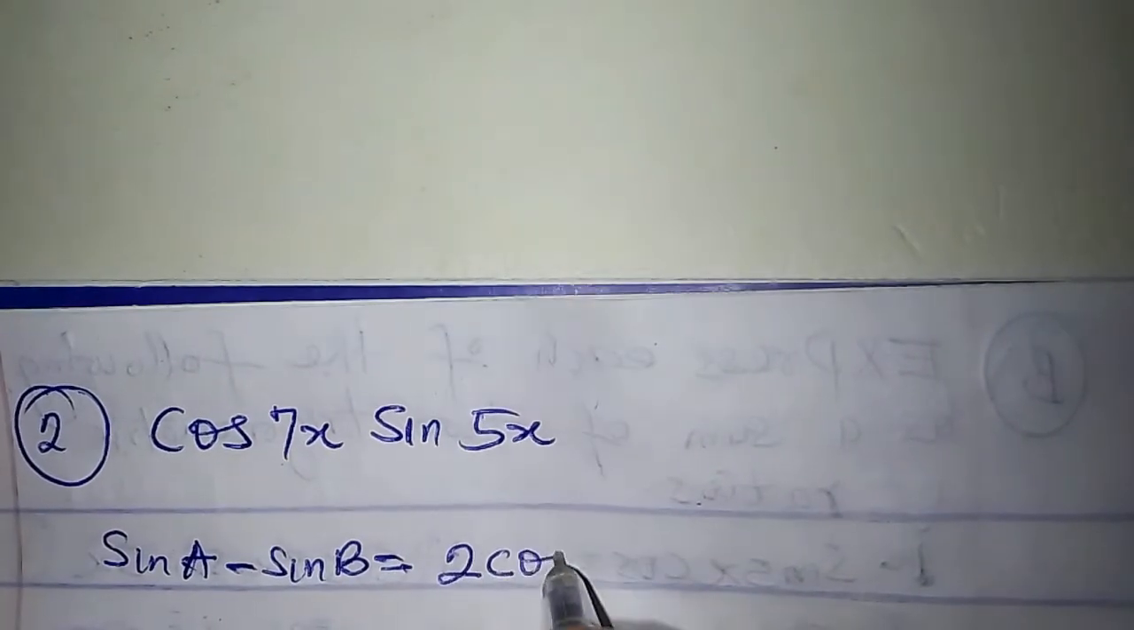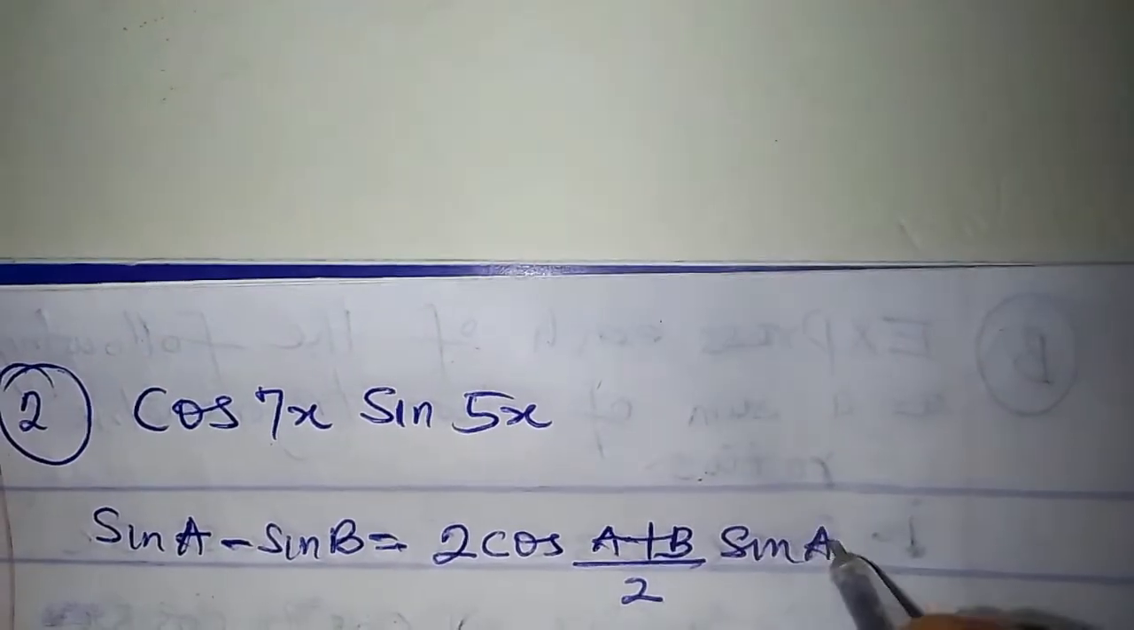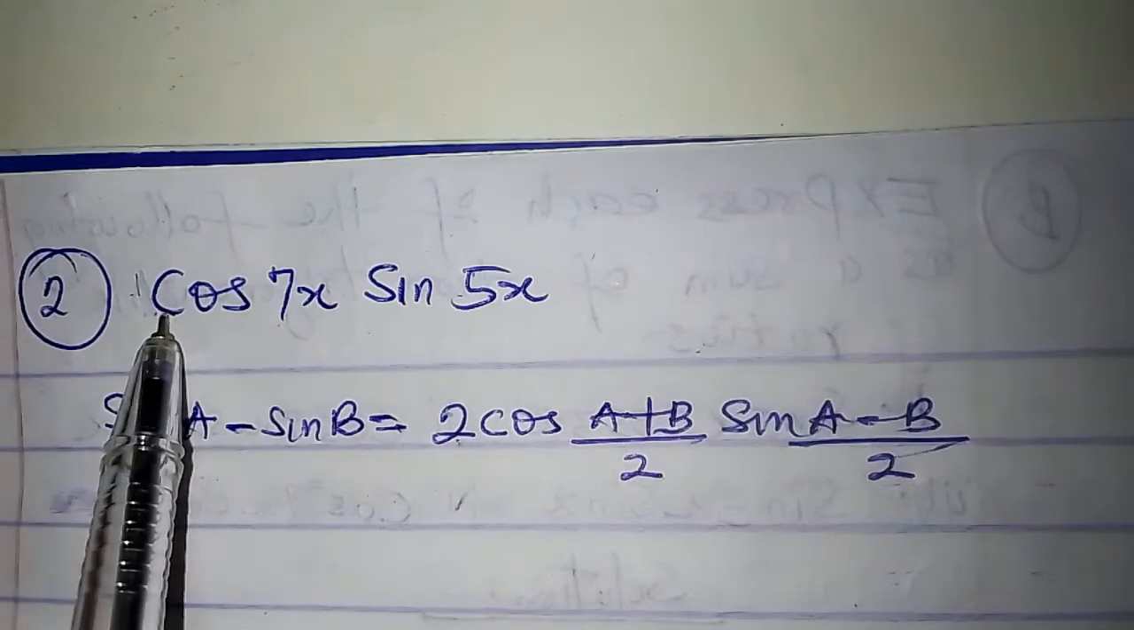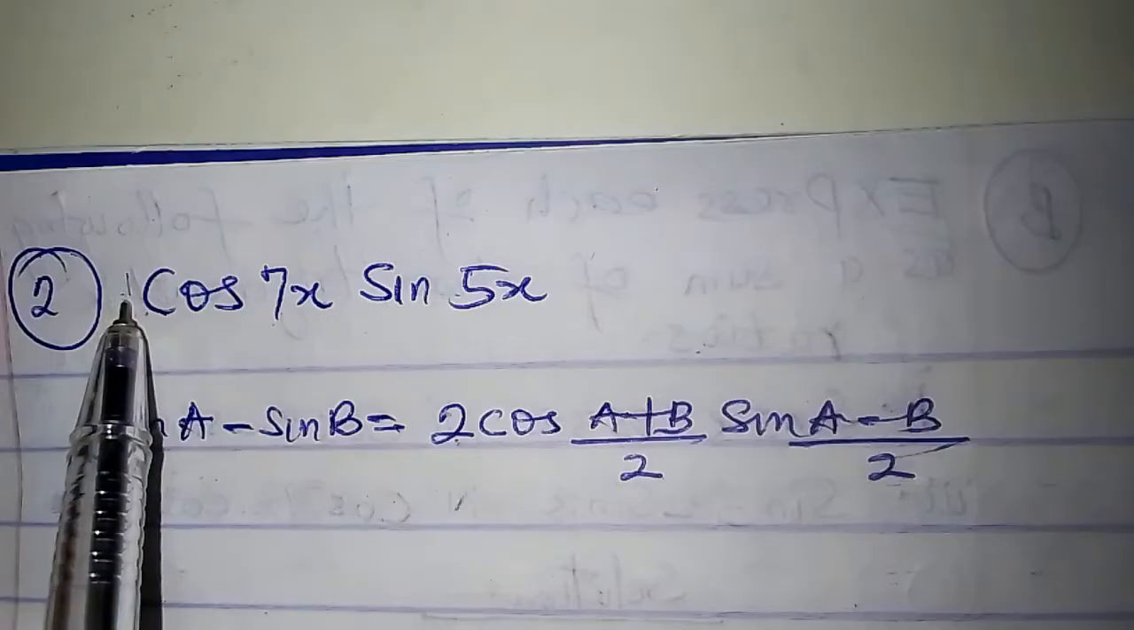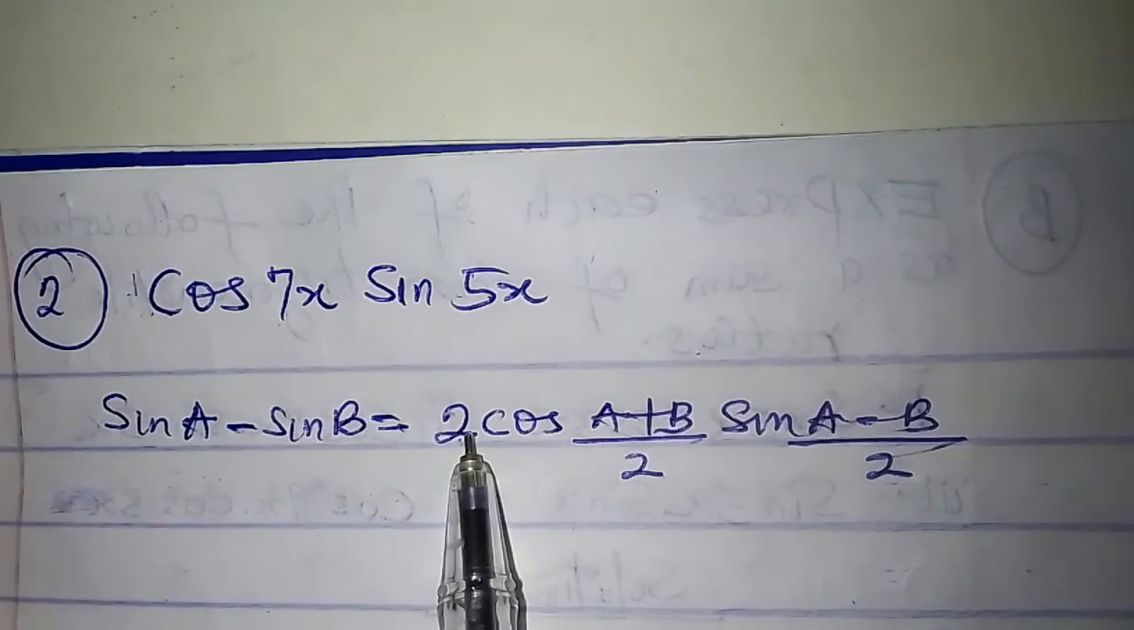Question 2. Let us express cos 7x sine 5x as a sum of two trigonometric ratios. Okay? So which factor formula will I use? I know that sine A minus sine B is equal to 2 cos (A plus B) over 2 times sine (A minus B) over 2. Good. Now, since this product has a coefficient of 1, let us remove this 2 from here.